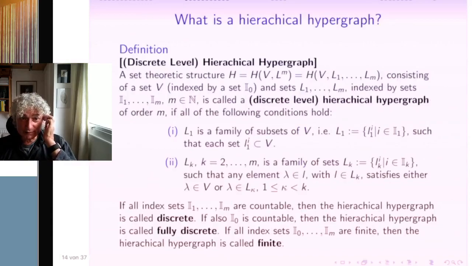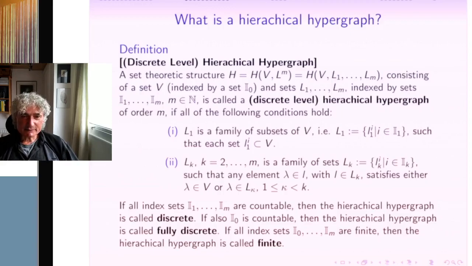So we go now to the definition of what is a hierarchical hypergraph. Yeah, and I should say in these examples I only have discrete level hypergraphs like in the bipartite graphs. Of course, when we go now through the construction, I have only finitely many levels in my hierarchical hypergraph.